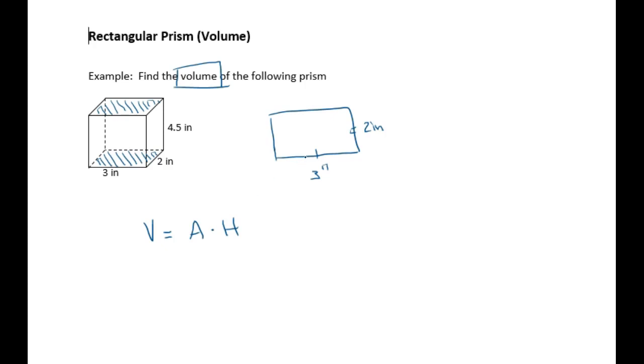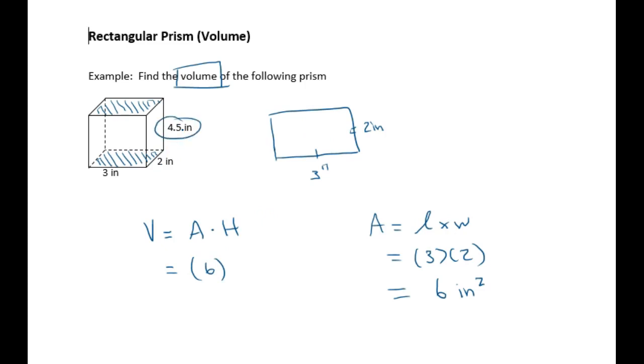Off to the side we can do our area formula just as we have done before. Here's our base. It is a rectangle, so the area of a rectangle is length times width. In this case 3 times 2 gives us 6 inches squared. We did an inch by an inch, so we can take this and plug it into our volume formula. 6 is the area of our base, and then we multiply that by the height of our three-dimensional prism, which is 4.5. When we do that multiplication, 6 times 4.5 gives us 27.